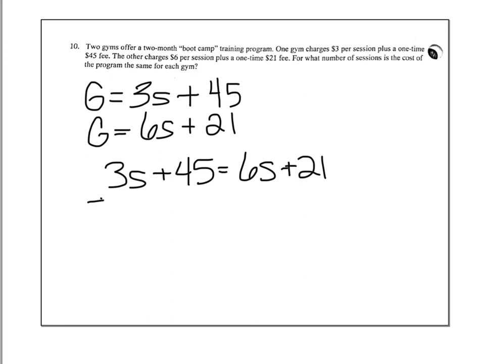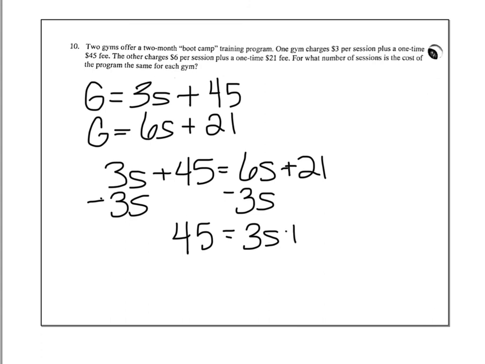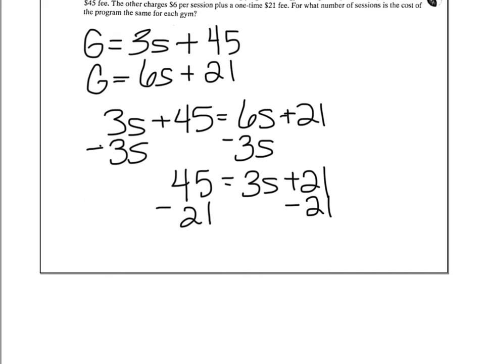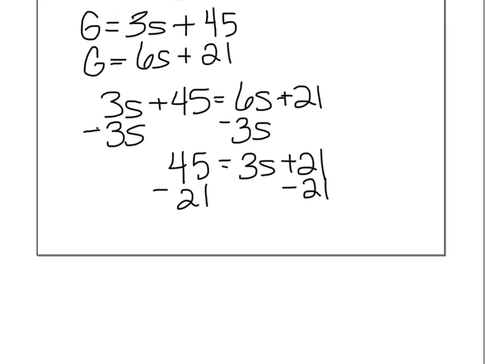Since the 3s is smaller, I'm going to move that over. So I have 45 equals 3s plus 21. Subtract 21. So I have 24 equals 3s. Divide by 3. So at the 8th session, the gyms will cost the same amount.